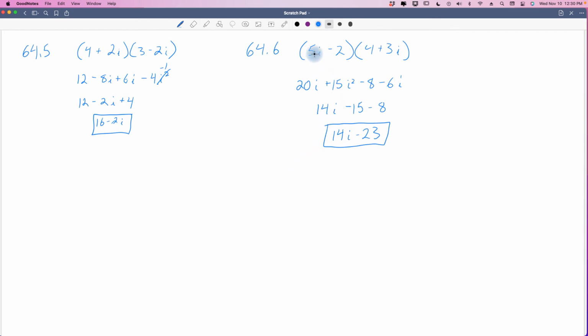And the way we did that was we multiplied 5i times 4 and then times positive 3i. We got 20i and 15i squared. And then we multiplied negative 2 times 4 and positive 3i, and we got negative 8 and negative 6i. We were able to combine negative 6i and positive 20i into a positive 14i, and positive 15 times negative 1 is a negative 15. And then we were able to combine that with the negative 8 to get a negative 23. So 14i minus 23 is where we landed.